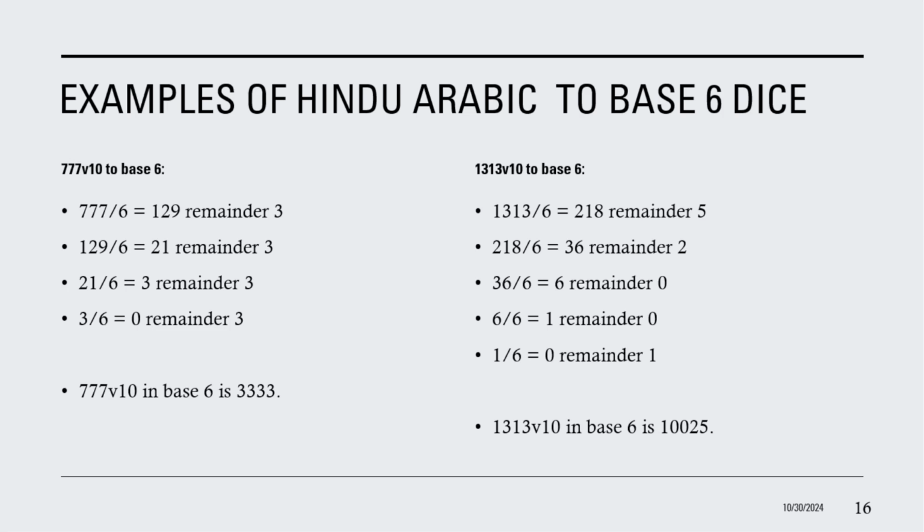We can also exemplify this with the number 1,313, where we divide it by 6, take note of the result and the remainder, which is 218 remainder 5, 36 remainder 2, 6 remainder 0, 1 remainder 0, and 0 remainder 1, reading them from bottom to top, giving us our number of 10,025.